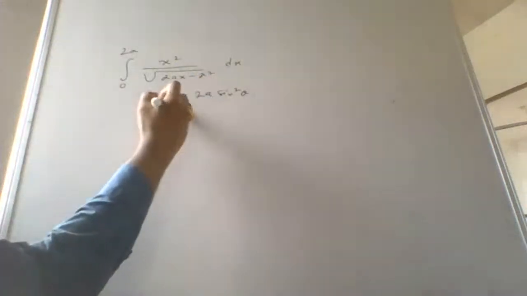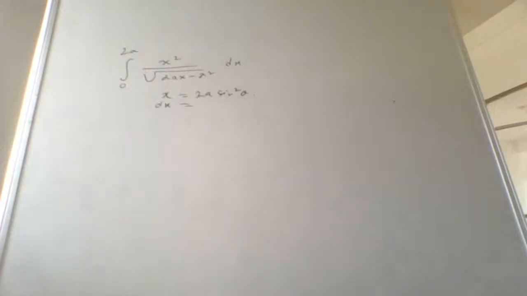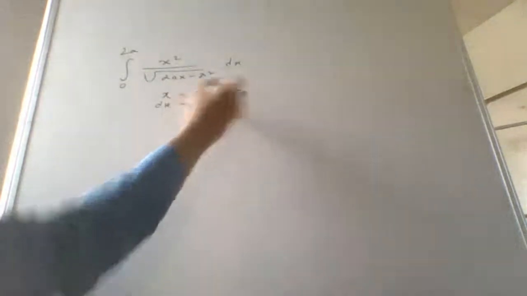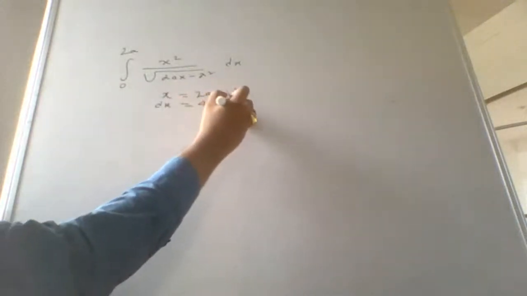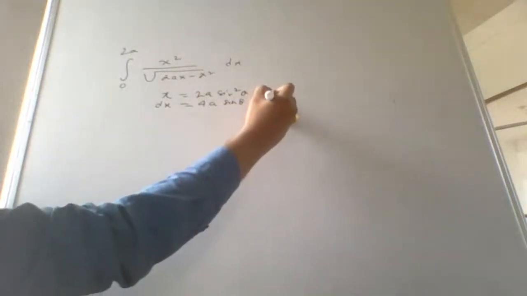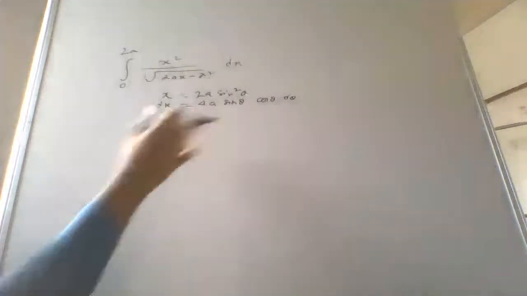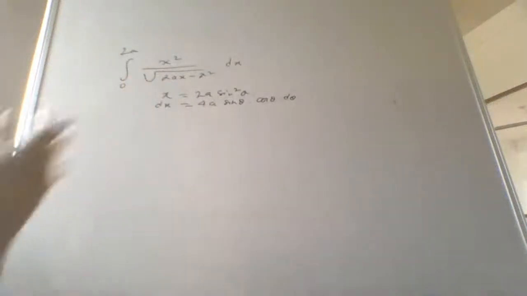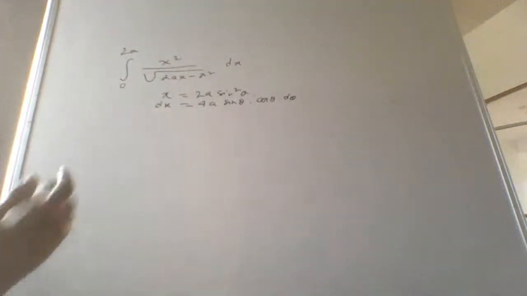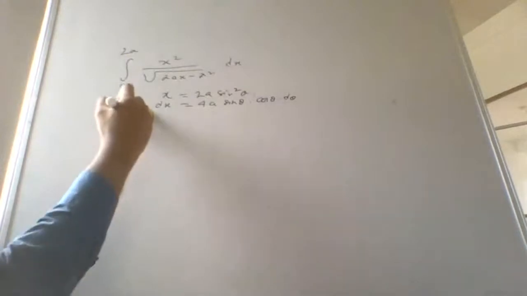Now we want dx also. dx will be 4a sine theta cos theta d theta, because we are differentiating with respect to x on the left hand side and with respect to theta on the right hand side. Let us substitute that, and the limits also change. So the limits would be 0 to pi by 2.